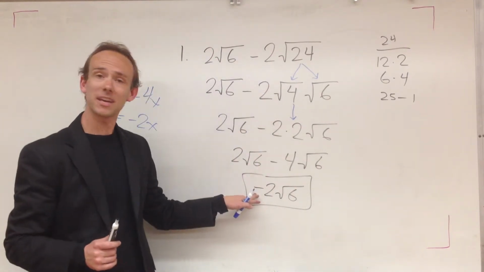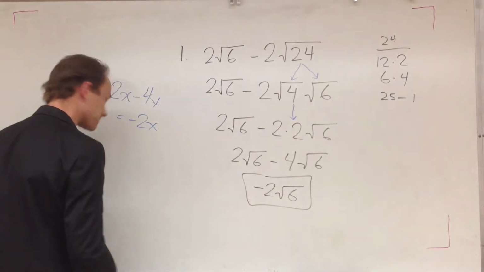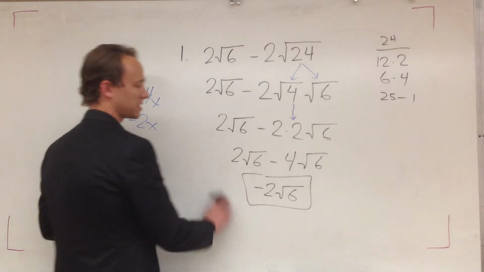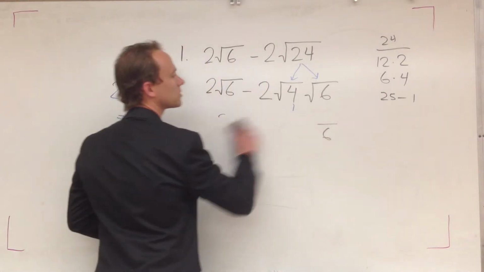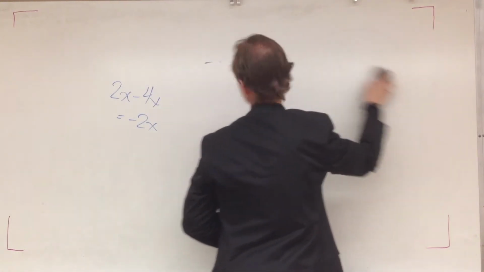Okay, so we get down here, negative 2 root 6, and that's the answer. That's how we do this first one. All right, let's move on to number 2. Of course, if you didn't get all of that, you can always hit rewind.